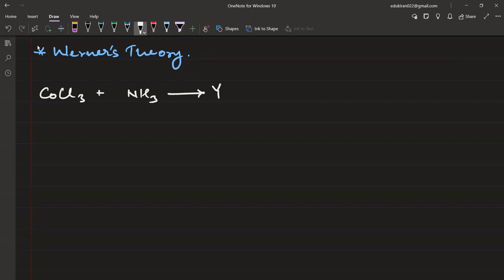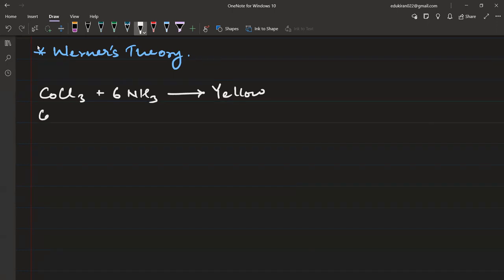He got a yellow colored complex. Now, he said that, okay, fine, in excess, we have a yellow colored complex. So he wanted to determine for each cobalt chloride, how much NH3 is being used. So he slowly reduced the amount of NH3 and saw till when do we get the yellow color. What he saw was, if I used 6 moles of NH3 with 1 mole of cobalt chloride, then I'm going to get yellow color.